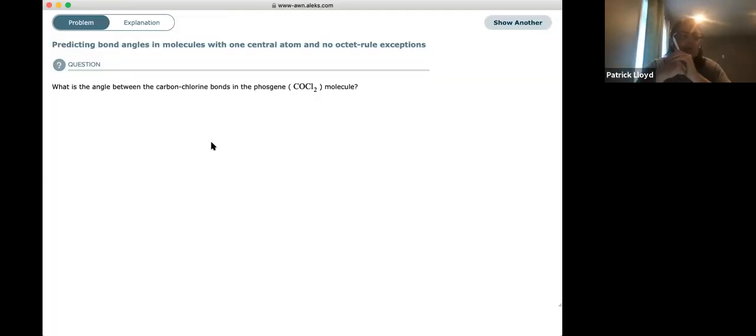Okay, so here's one. Predicting bond angles in molecules with 1 central atom and no octet rule exceptions. Okay, so no exceptions to the octet rule. That makes it a little simpler. COCl2 is phosgene. Okay, so it's phosgene, COCl2, which is a dangerous molecule. So the way we're going to deal with this is we're going to start with the Lewis structure, right? And we want to know the angles.